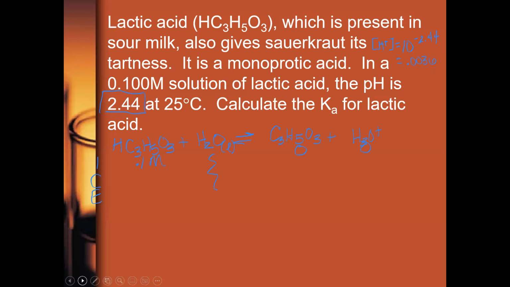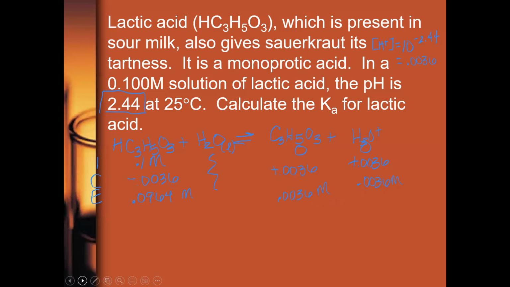So that is how much hydrogen is produced, which is our equilibrium amount. So now that we know one of the equilibrium amounts, we can fill in all the blanks. That means that we added the 0.0036 on the product side, which means we need to subtract that much on the reactant side. So at equilibrium, we have 0.0964 molar lactic acid, 0.0036 molar lactate ion, and hydronium ion.